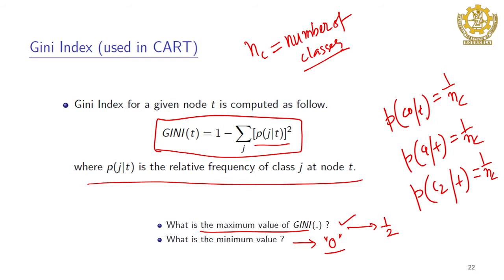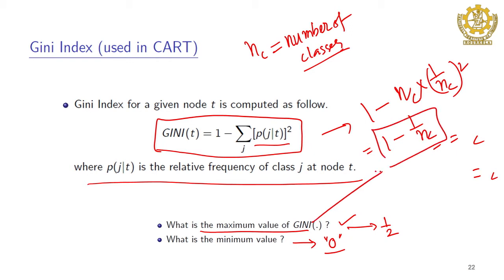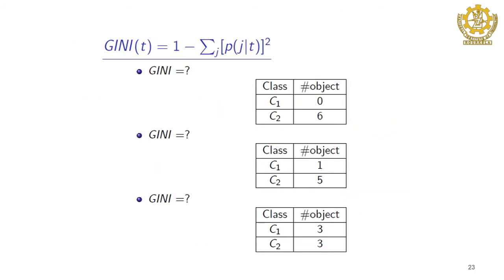So then what will be the Gini value here? Gini will be 1 minus summation over the number of classes. The number of classes is NC, into PjT, which is 1 by NC, squared. That gives you 1 minus 1 by NC. So this is the maximum value. Now, you solve this problem. Okay, next slide onwards we will go to OnLight.